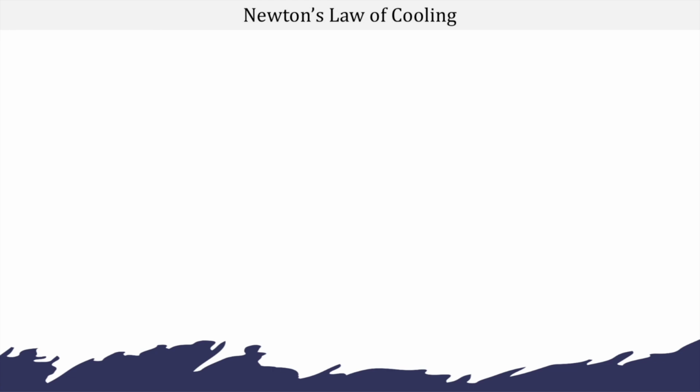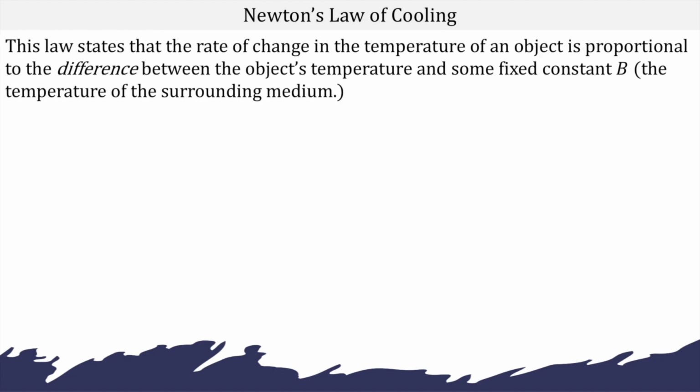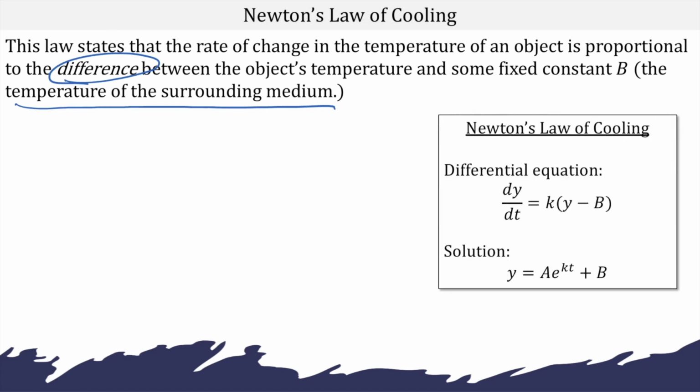and the last differential equation I'm going to introduce you to is Newton's law of cooling. This law states that the rate of change in the temperature of an object is proportional to the difference between the object's temperature and some fixed constant B, which is the temperature of the surrounding medium, like maybe the air temperature. So here we have the differential equation for Newton's law of cooling.